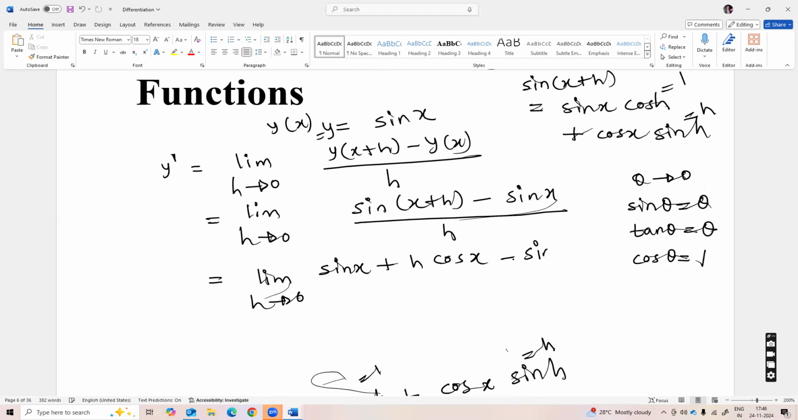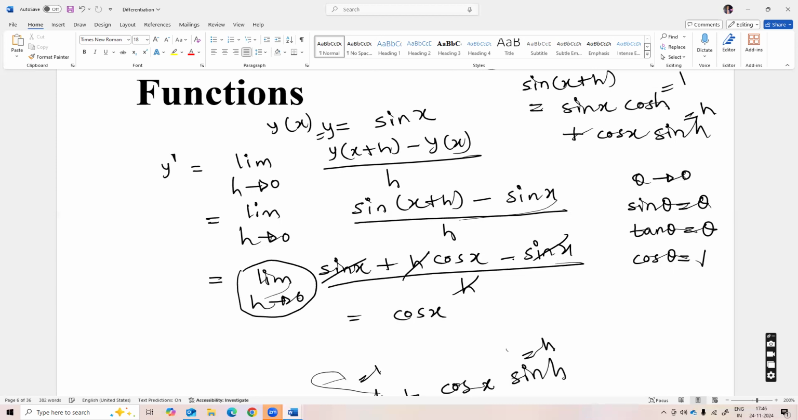minus sin x divided by h. So sin x got cancelled with sin x. What is remaining is h cos x, so h got cancelled with h. Since h has gone, there is no point in considering any limit. So we remain only with cos x. Therefore, if y equal to sin x, the derivative y dash is equal to cos x.